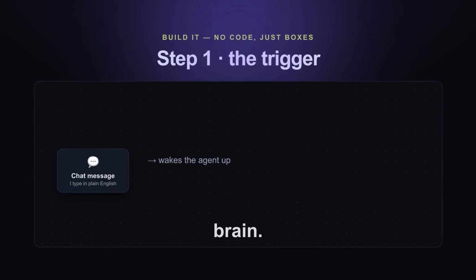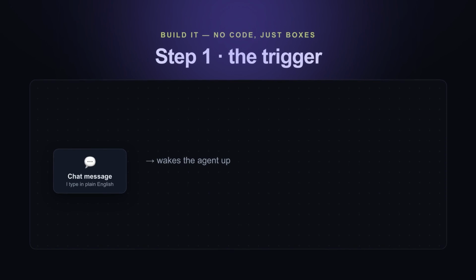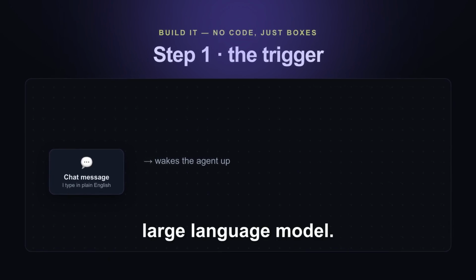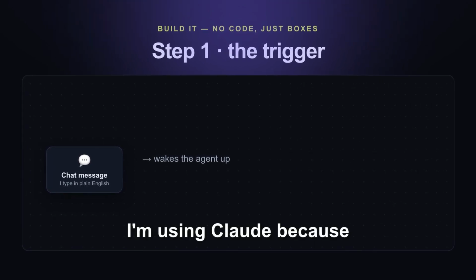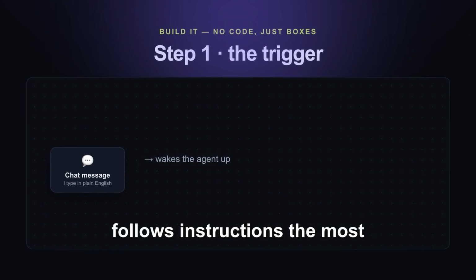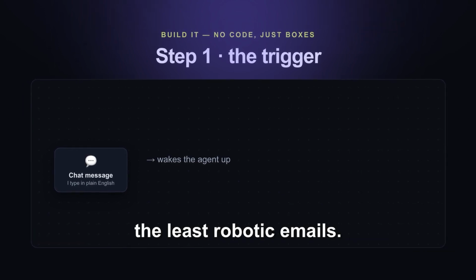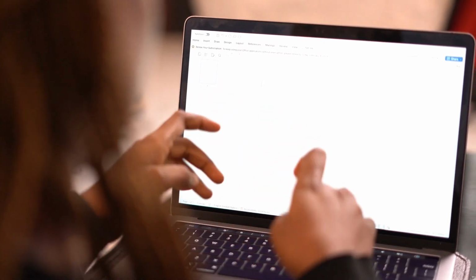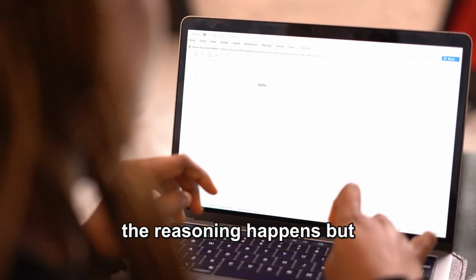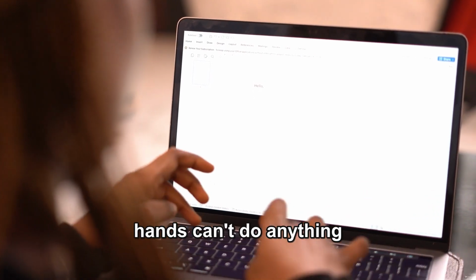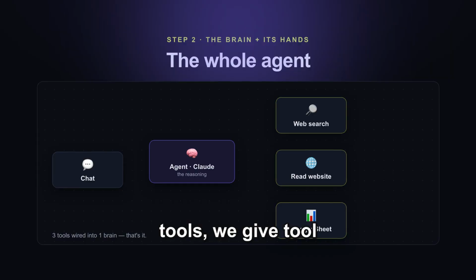Step 2 is the brain. This is the agent node. Inside it sits a large language model. I'm using Claude because in my testing it follows instructions the most carefully and it writes the least robotic emails. This node is where the reasoning happens, but a brain with no hands can't do anything, so we give it hands, we give it tools.